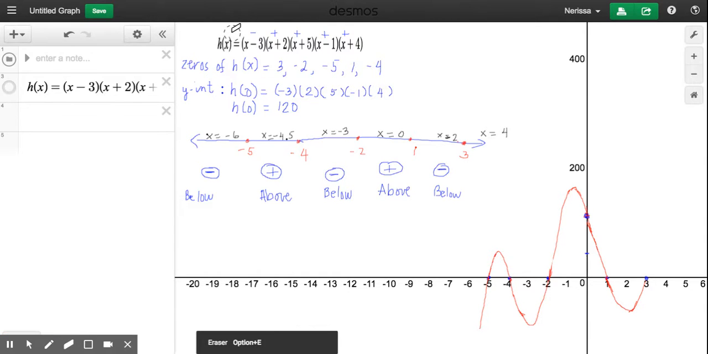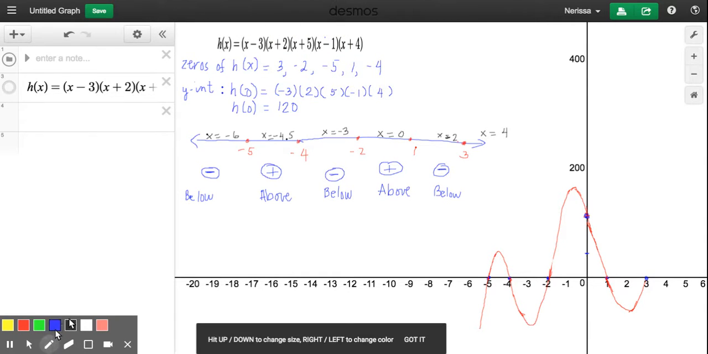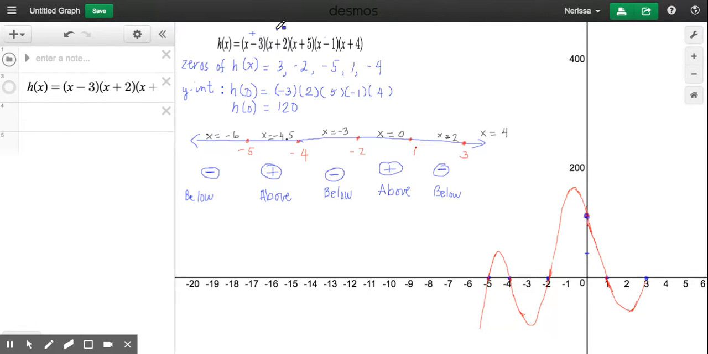So if we assign 4 to x, this is going to be 4 minus 3. So that's going to be positive. 4 plus 2 is positive. 4 plus 5 is positive. 4 minus 1 is positive. And 4 plus 4 is positive. So we know that if we multiply 5 positive numbers, we are going to get a positive number. And therefore, the graph should be above the x-axis.